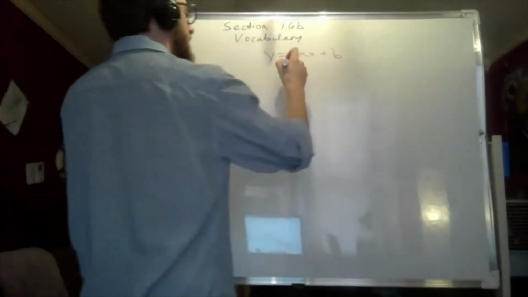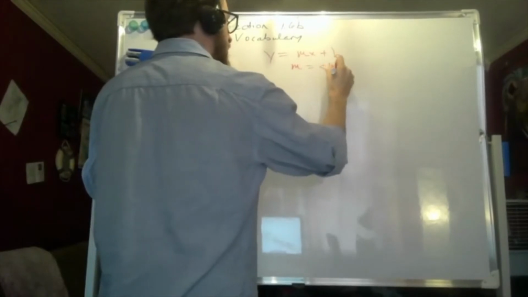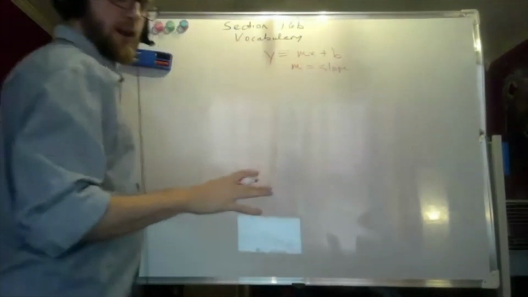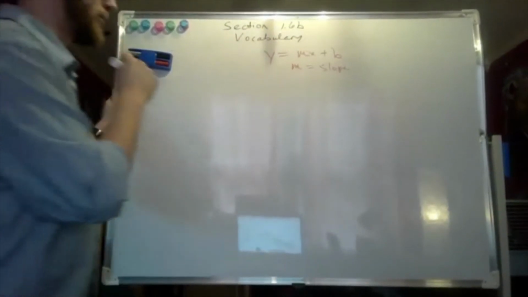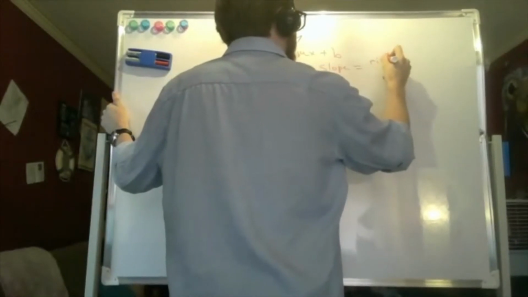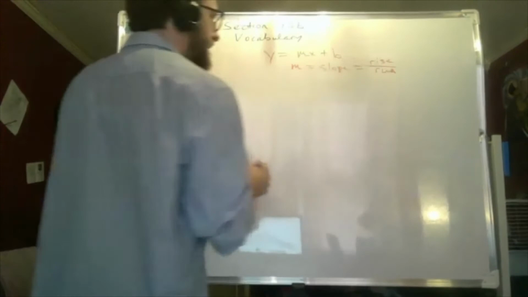Now, m here, as you might have guessed, is our slope. Now, b is the y-intercept, but we're not so worried about that for the moment. But what is slope? Well, another thing you may have heard in high school, or maybe from one of your previous professors, is that slope is rise over run.